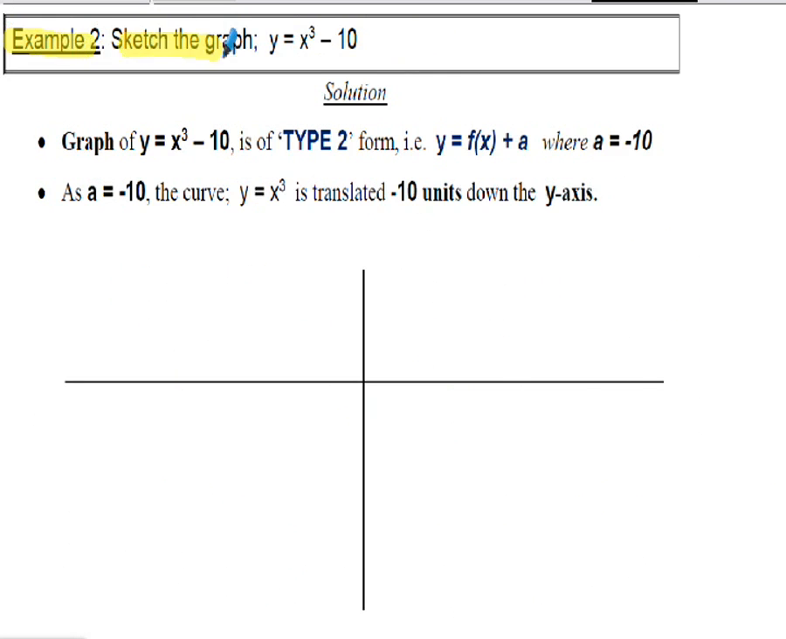Example 2. We're asked to sketch the curve y is equal to x cubed minus 10. So y is equal to x cubed minus 10 is a type 2 transformation of the form y is equal to function of x plus a, where a in this case is negative 10. So as a is equal to negative 10, the curve y is equal to x cubed is translated negative 10 units down the y-axis. I suggest you stop the presentation for a moment and just sketch the curve y is equal to x cubed and y is equal to x cubed minus 10. Solution shown on the following slide.